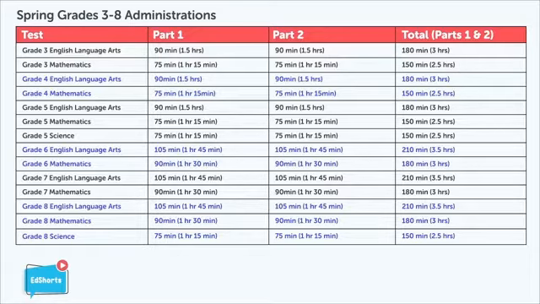In math, grades 3 to 5, students get 75 minutes for Part 1 and 75 minutes for Part 2. To accommodate sufficient time for complex calculations, an additional 15 minutes is allocated for grades 6 to 8 math tests. So 90 minutes for both Part 1 and Part 2.